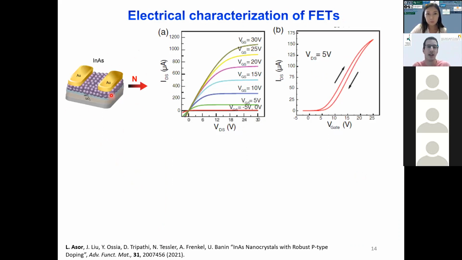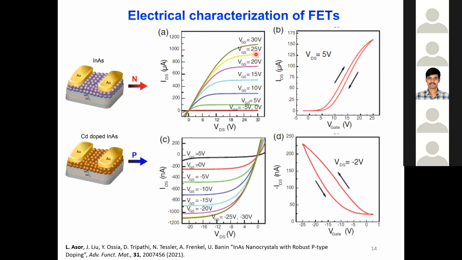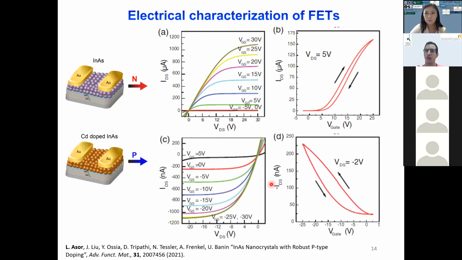I'll start with the indium arsenide, the undoped nanocrystals. We see that the indium arsenide is n-type, meaning we have an excess of electrons, as expected from semiconductor indium arsenide nanocrystals. But when we measure the cadmium-doped ones, we see that we managed to flip the charge carrier, leading to hole conduction. It's better seen when we do the measurement of the current related to the gate voltage. So we managed to switch the majority carrier type from electrons to holes using the cadmium dopant.